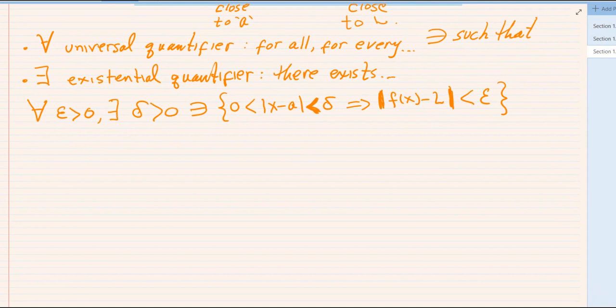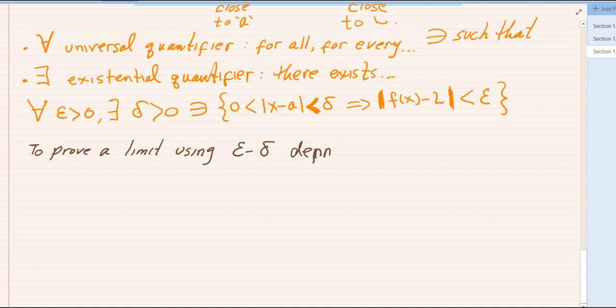Now, a two-step process to prove a limit using the epsilon delta definition. Okay, what do we need to do? We need two things. First, we need to discover or find a value for delta.